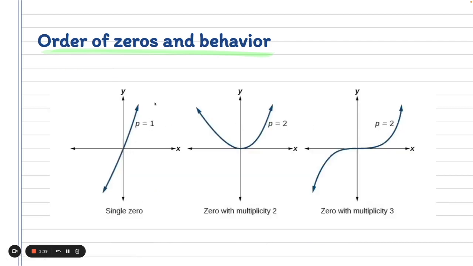So these are the examples. This is linear, and the second one is parabolic. The third one is cubic. Thank you.